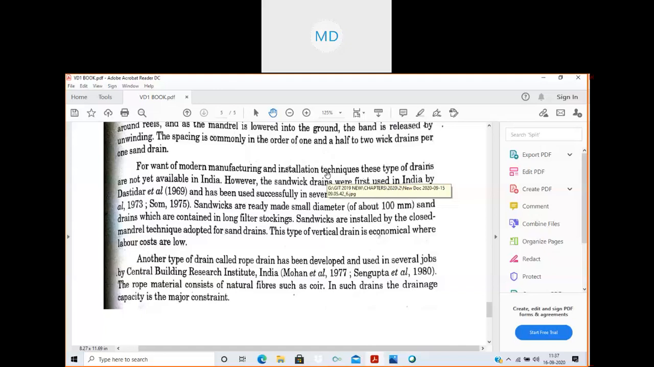So these are some modern techniques, for want of modern manufacturing and installation techniques. This type of drains, sand drains and all these are used, and the sand drains were first used in India. So you can mark this line: the sand drains were first used in India by Dastidar et al. They have been used successfully in several installations. So these are some research works that have been done, and India was the first to use the sand drains.